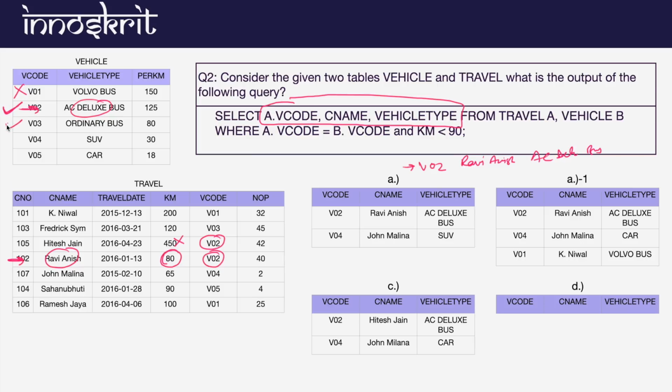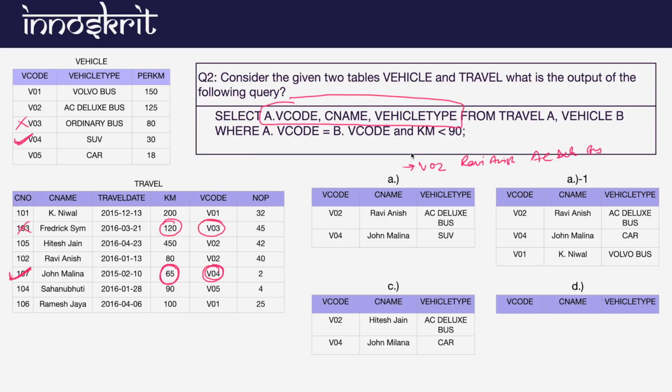Now let's consider the third row, V03, wherever we have V03 equal to V03 in the travel table. For example, here we have V03 equal. Now we look at the kilometer value also, but the kilometer value is not less than 90. That means this is not going to be in our result set. Now V04: we have V04 equal to V04 in the travel table, and the kilometer value is also less than 90. That means this row is going to be considered in our result set.